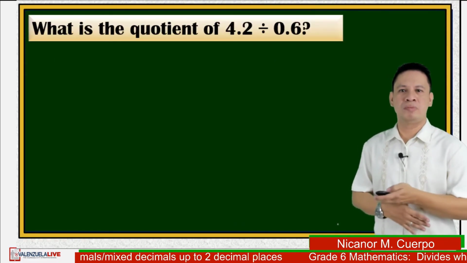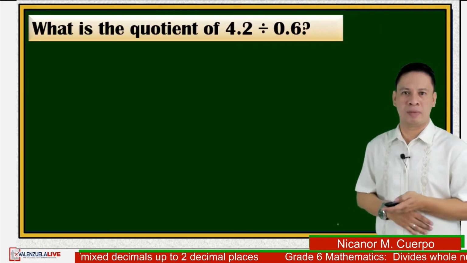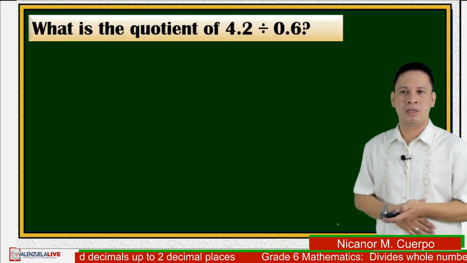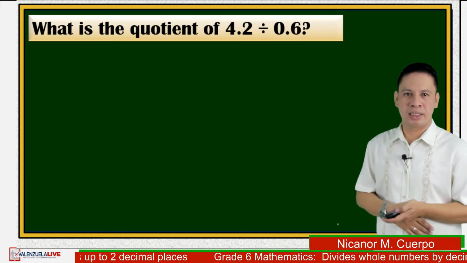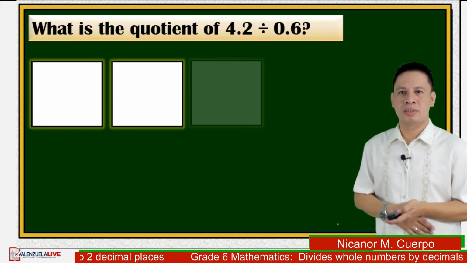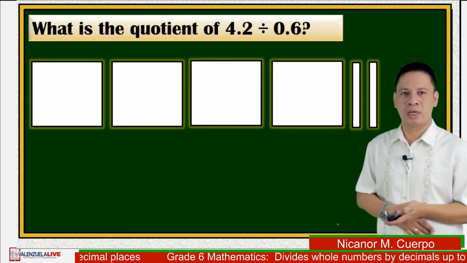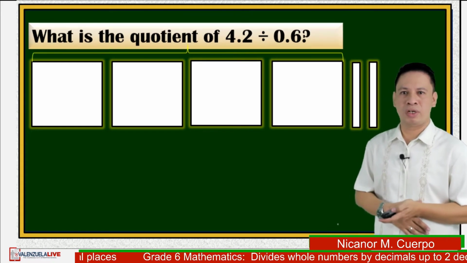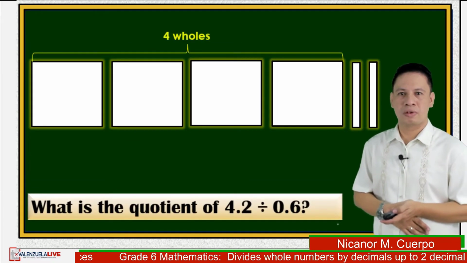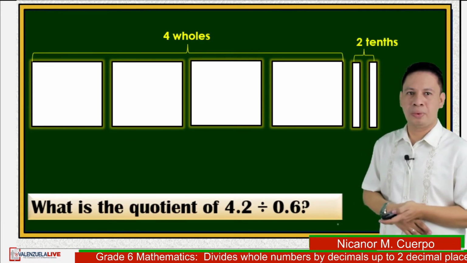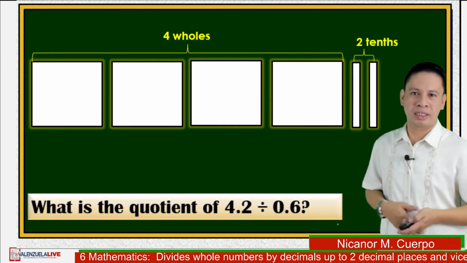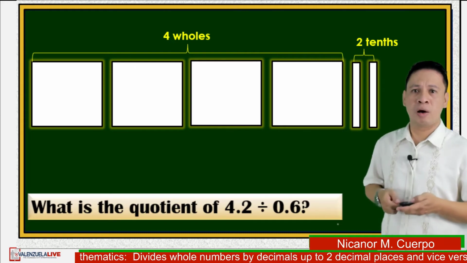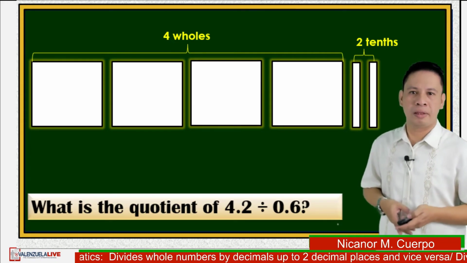Now, let's try to solve this problem in another perspective or another strategy. What is the quotient of 4 and 2/10 divided by 6/10? So I'm going to draw 4 squares and 2 smaller figures that will represent 4 wholes and 2/10. Since we are asked to divide it by 6/10, I'm going to divide each whole into 10 parts.